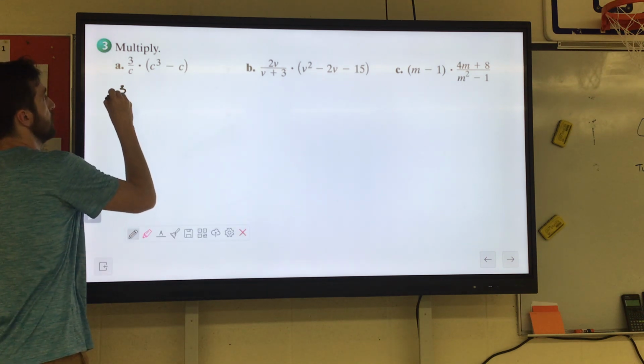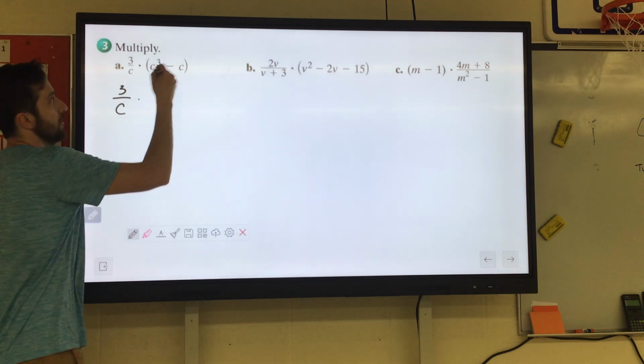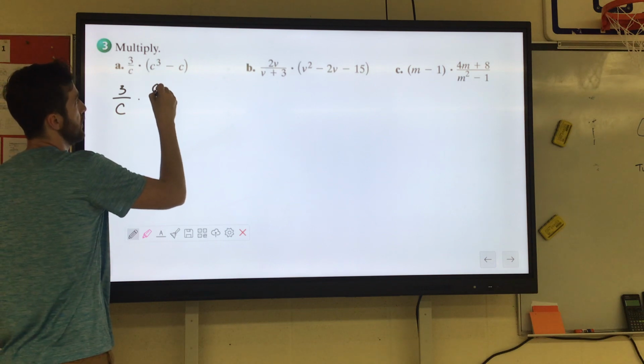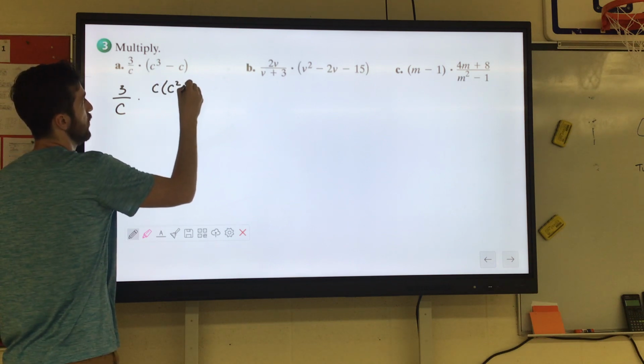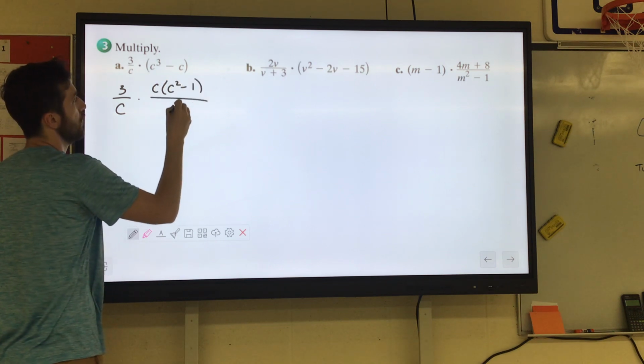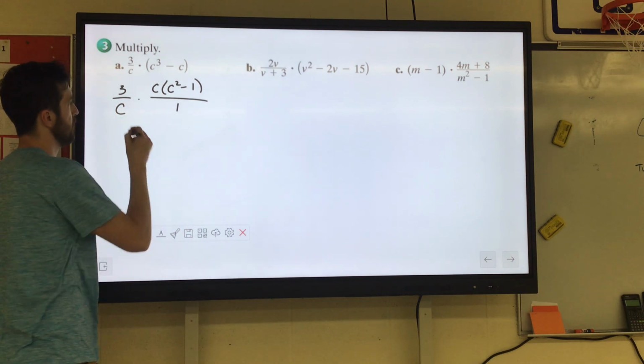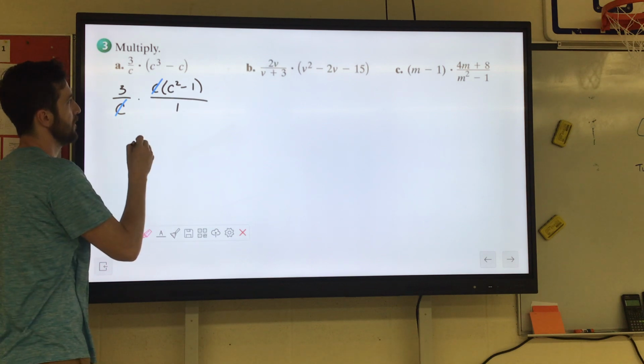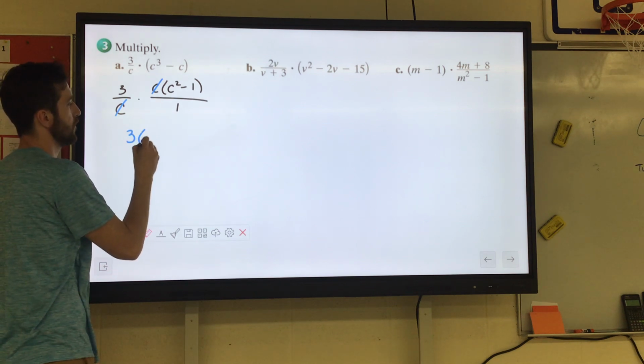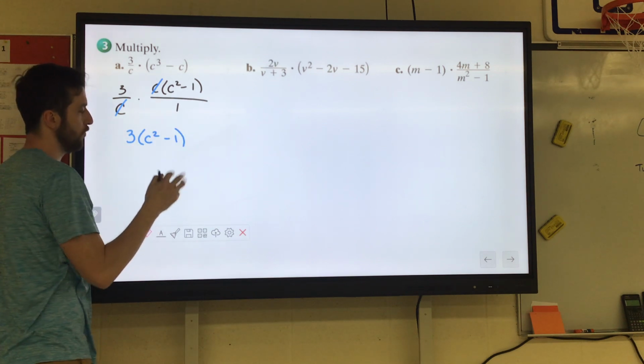All right. 3 over c. C cubed minus c has a c in common, which leaves you with c squared minus 1 over 1. All right. The c's will cancel out. Nothing else. So it's just 3 times c squared minus 1. That would be our final answer.